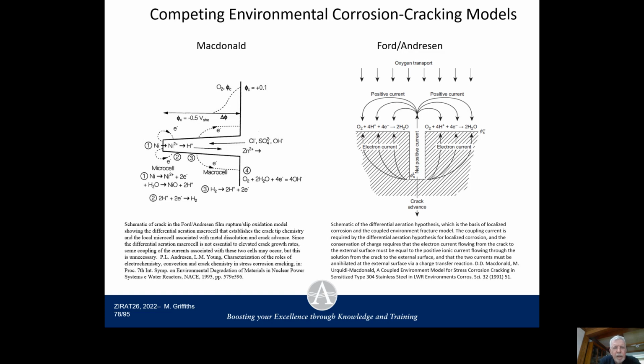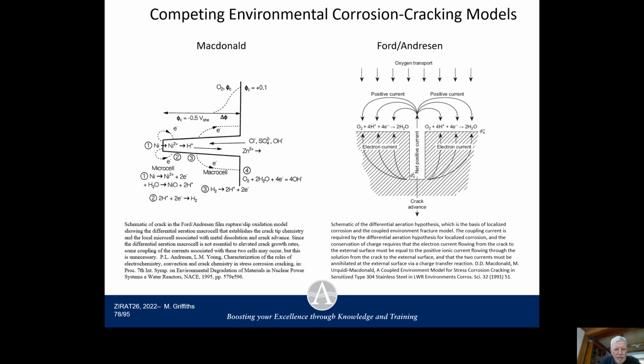these are the wrong way around. This should be here. These should be swapped. Apologies. This is the Ford-Andresen model, and this is the Digby-McDonald model. I'll correct that for the presentation.